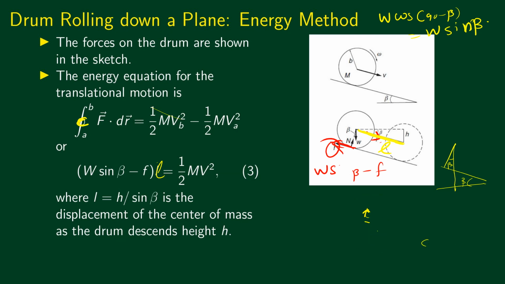Now, in this same figure we can see one more thing. What we need to find is h, or the velocity in terms of h. From this picture we see that sin beta is equal to h divided by L, or L is equal to h divided by sin beta. We can make use of this later on. So what is L? It is the displacement of the center of mass as the drum descends a height h.